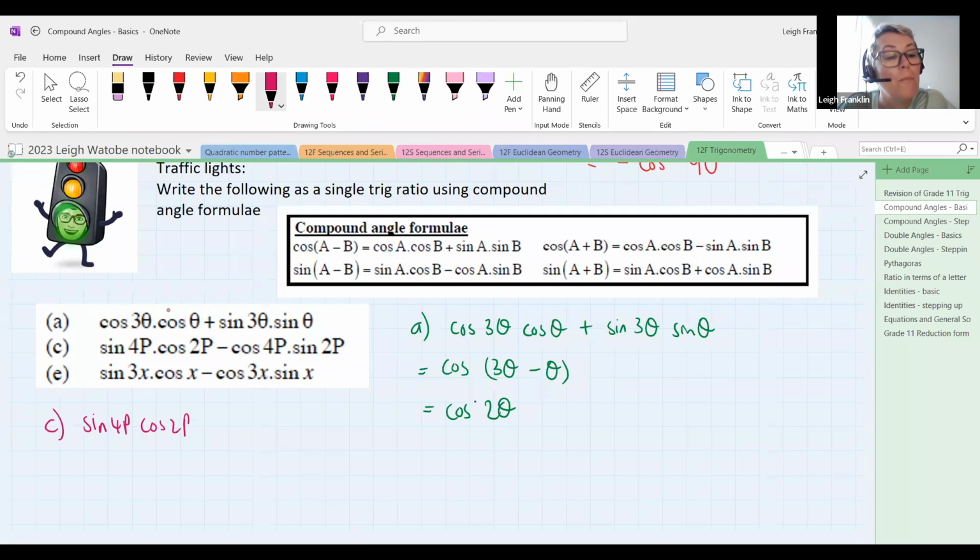Ma'am, so I had sine 4p cos 2p minus cos 4p sine 2p. Lovely. It's equal to sine, open brackets, 4p minus 2p, close brackets. And the answer is sine 2p.